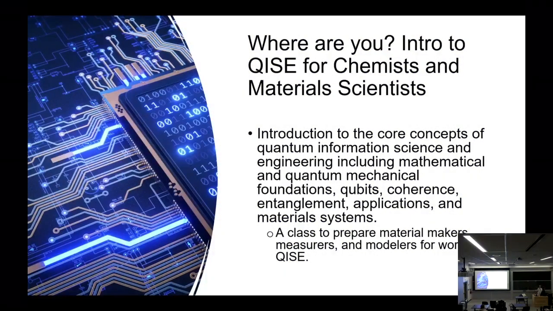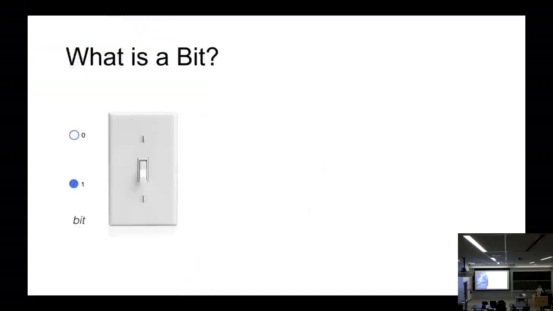So I said this. This class is intended to prepare people that make, measure, and model materials to work in the field of quantum information science. It's the kind of setting the stage, setting the platform so that you can get more advanced training. Okay, so we're going to start at the very beginning because that's a very good place to start, as they say.